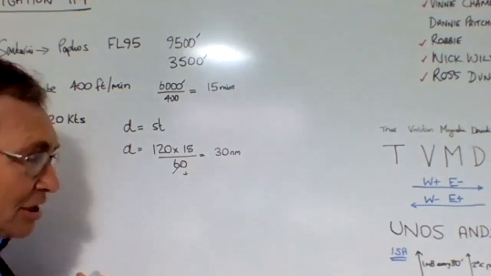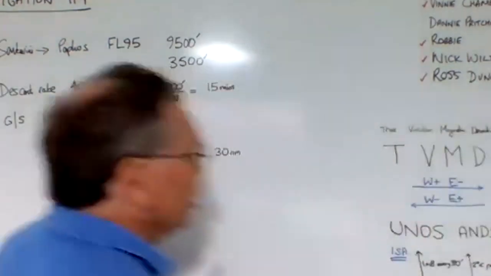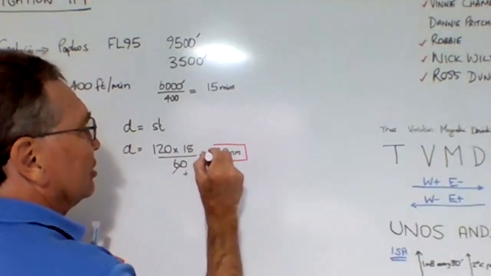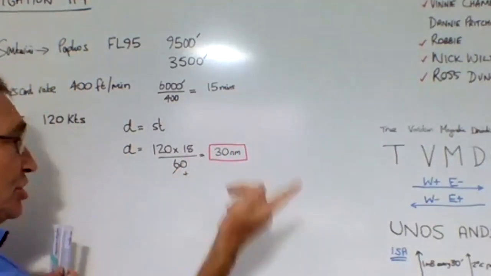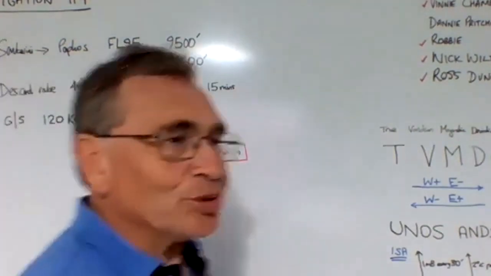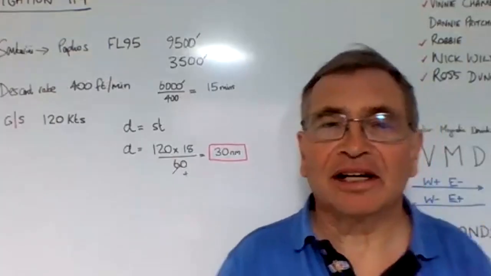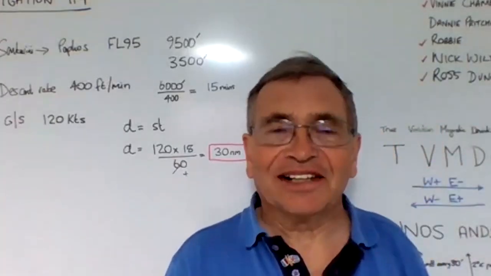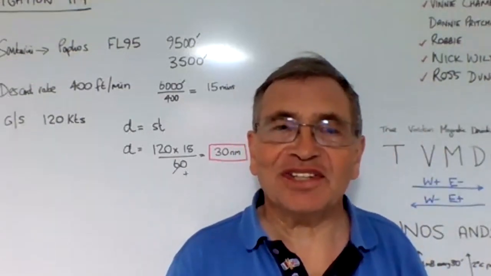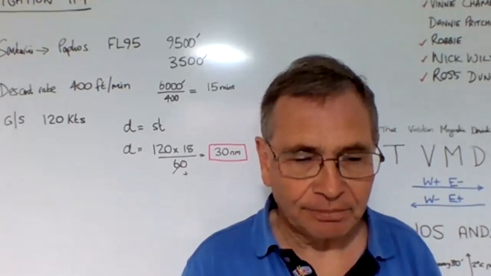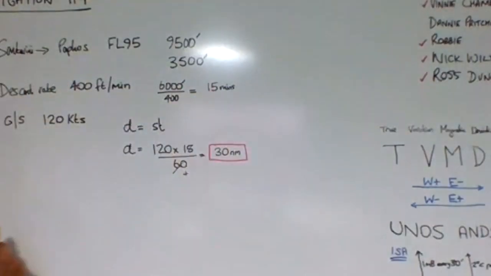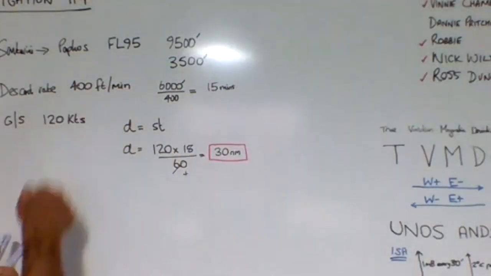So really then, you think about this, that means we've got to start our descent, Tobol, which is just the other side of Paphos, 30 miles out at sea, 30 miles away. That's an awful long distance, isn't it? 30 miles, we've got to actually start the descent. And it's going to take us 15 minutes. Now that's assuming we've got a 400 feet a minute rate of descent.